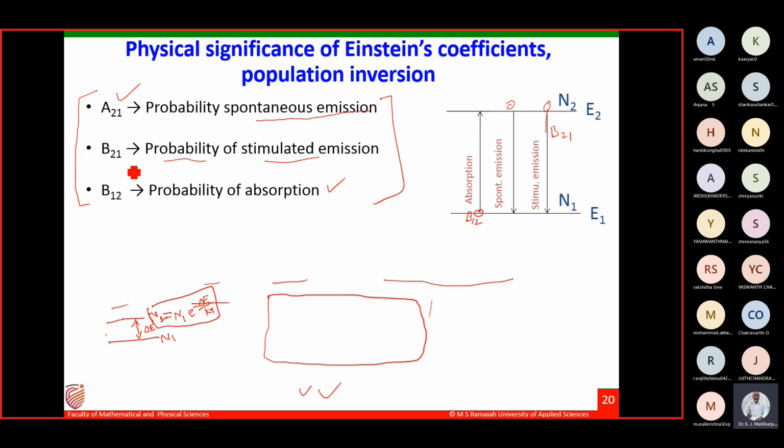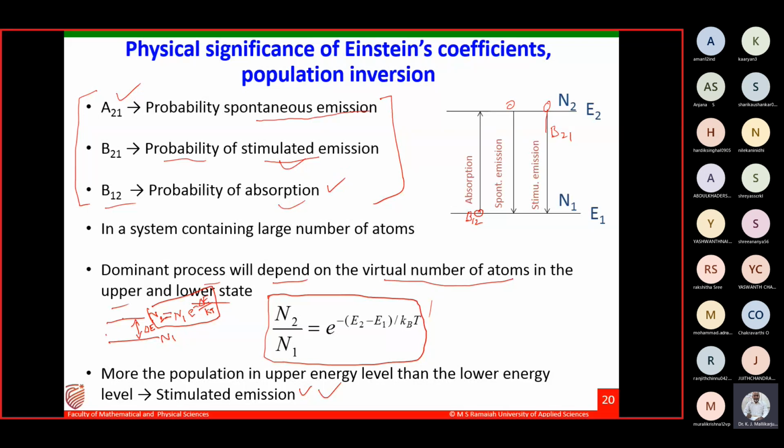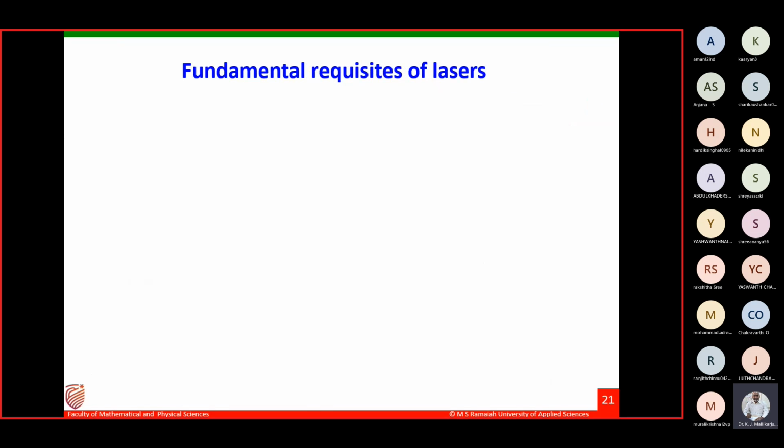Which one dominates? According to this, it is the same old relation, sort of a summary. The dominant process will depend on the number of atoms in the upper and lower energy states as per this Maxwell-Boltzmann equation. The more the population in the upper energy level, obviously the more stimulated emission will occur.